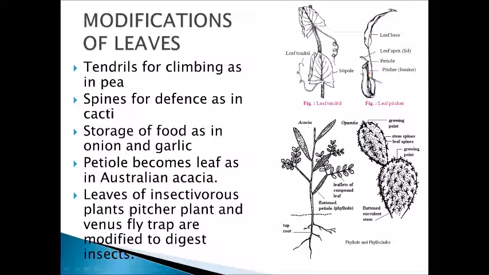So here the leaf is modified into this pitcher. In this, the insect falls, which is digested, and the plant feeds on that. So this is how the leaves of insectivorous plants digest the insects. So these all are modifications of leaves.